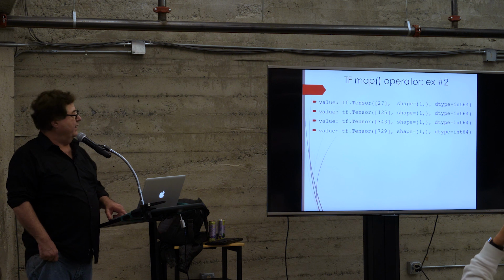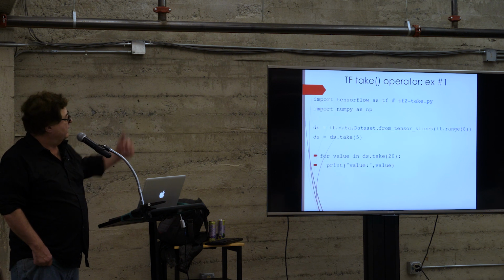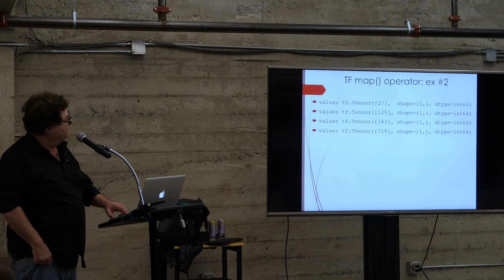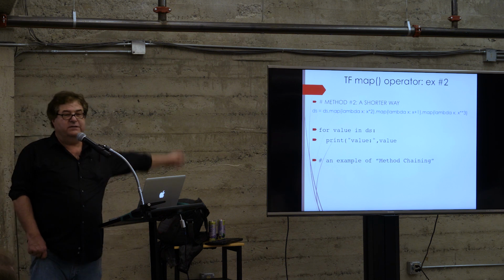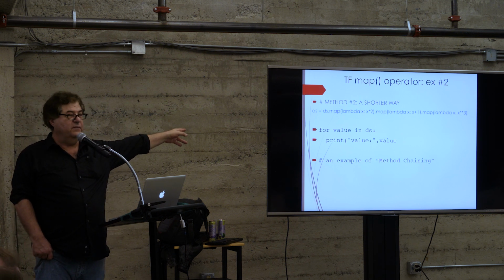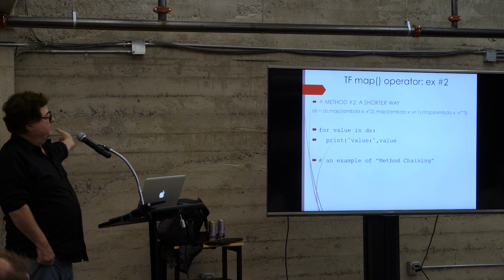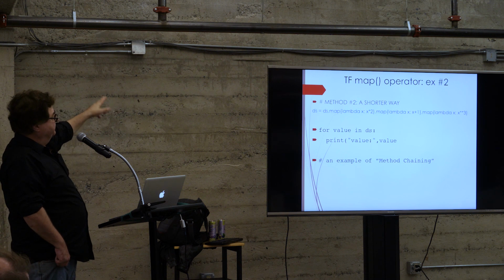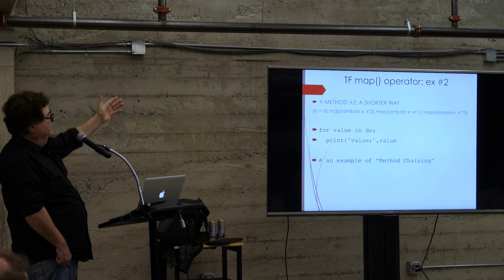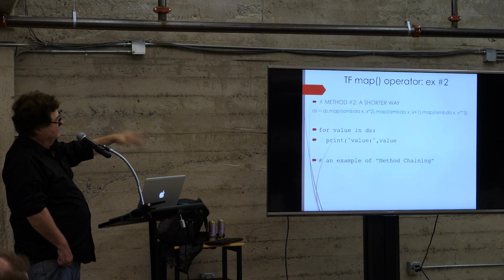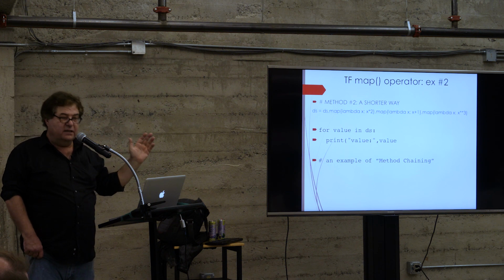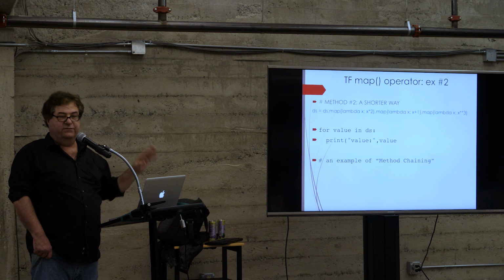So why would we do it that way when we could do it this way? See the method chaining? It's a lot simpler to see because you just read it from left to right. The data set starts with a map, takes the number, doubles it, then adds 1, and then cubes it. It's a lot cleaner and simpler to understand and follow.